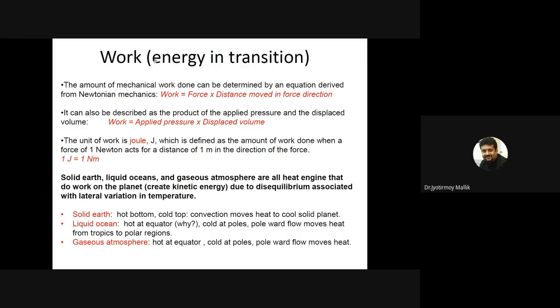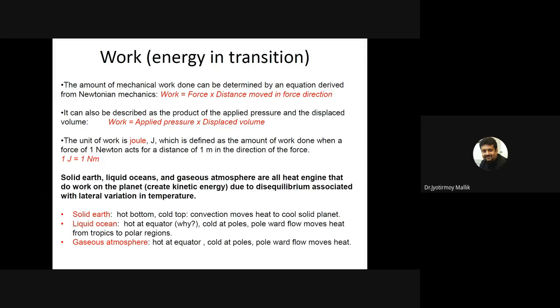So now if we try to see the relationship between work and heat, the amount of mechanical work done can be determined by the equation derived from Newtonian mechanics. This is a very fundamental equation, you all know. Work is equal to force times the distance moved in the direction of the force. It can also be described as the product of the applied pressure and the displaced volume.